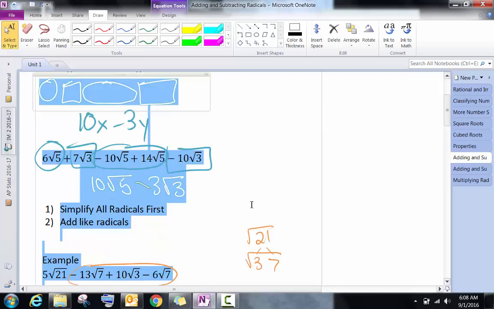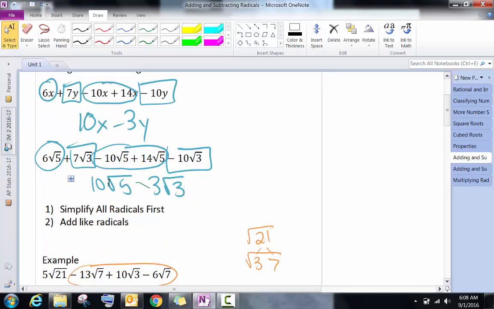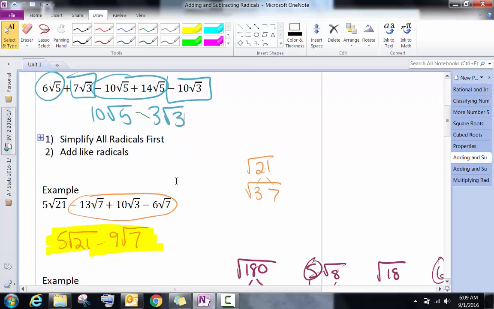Well, it's the same thing with radicals. 6 root 5, we're going to combine with negative 10 root 5 and 14 root 5. 6 plus negative 10 is negative 4, plus 14, 10 root 5. They're the same, so we keep it the same. 7 root 3 and negative 10 root 3: 7 and negative 10 gives me negative 3, and root 3 just goes along for the ride. So I have 10 root 5 minus 3 root 3, and they're not like terms. This is root 5, this is root 3, they're not the same, can't add them.